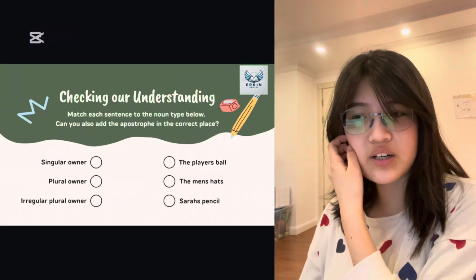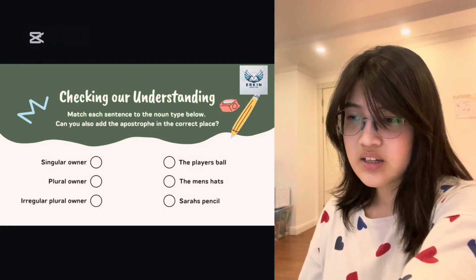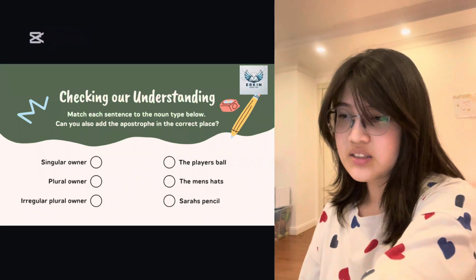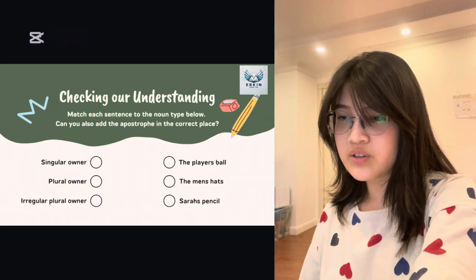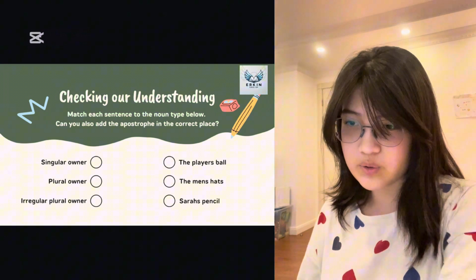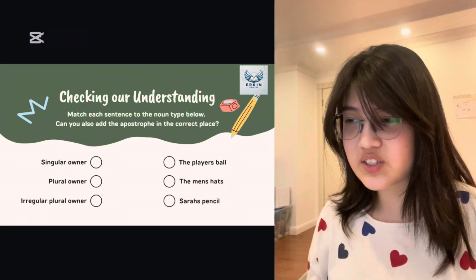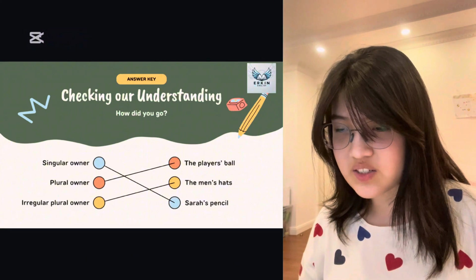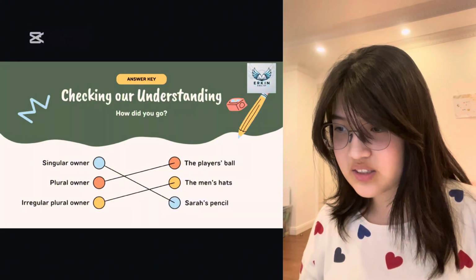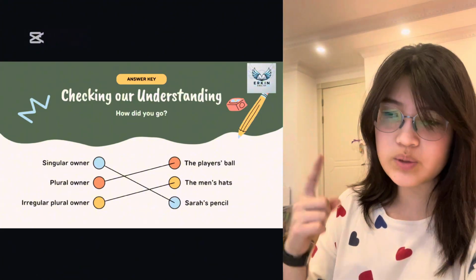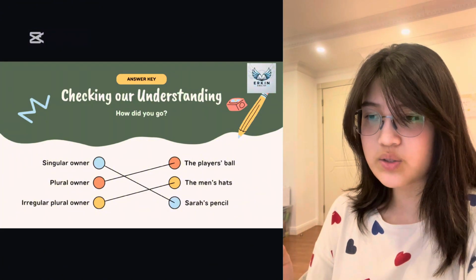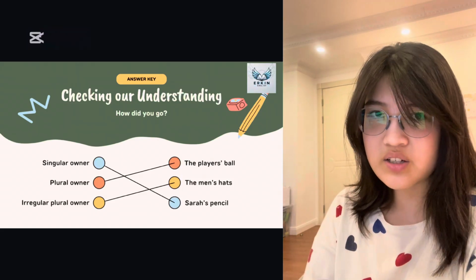Here we can check our understanding and connect the dots to the singular owner, the plural owner, and the regular plural noun owner. I'll give you some time, you can pause the video to answer this question, and here we can see the answers. The singular owner is Sarah's pencil, because Sarah is one person instead of multiple, so you can use the first rule, which applies to singular people.